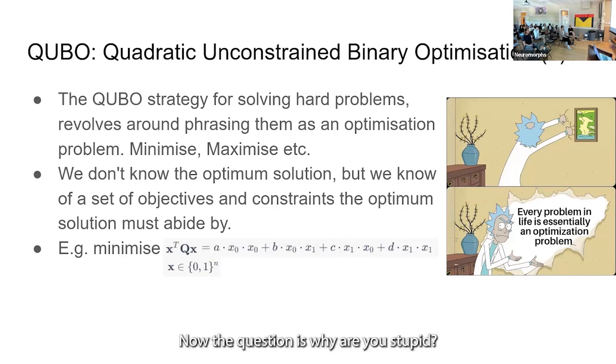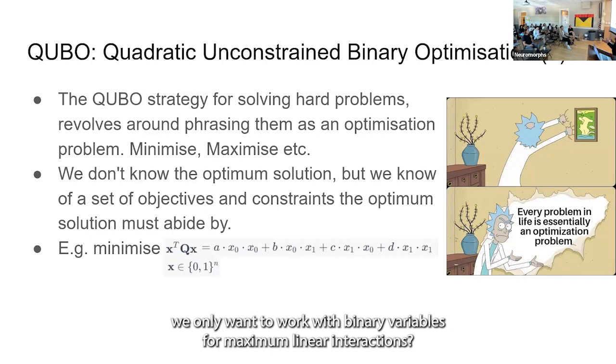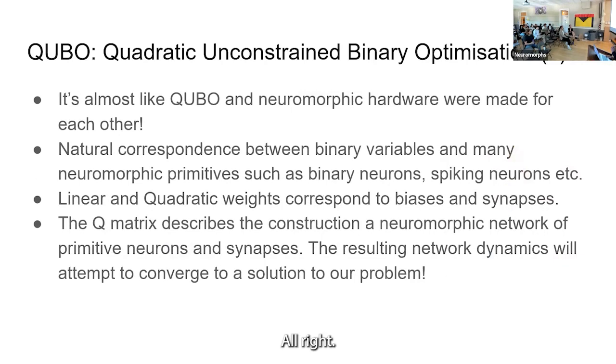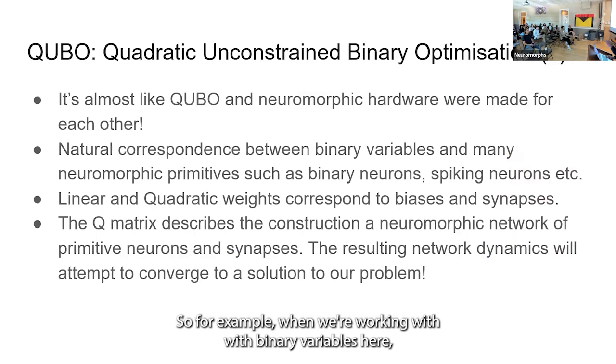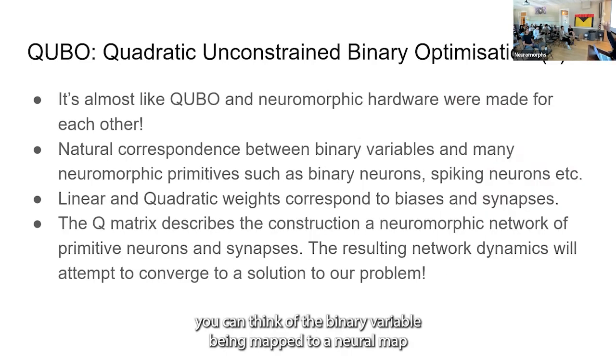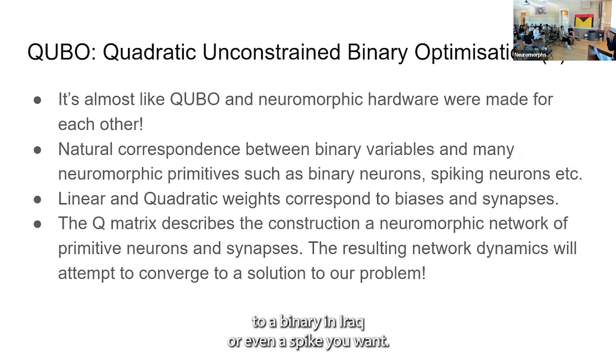Now, the question is, why have we restricted ourselves just to this? Why have we said we only want to work with binary variables, quadratic interactions, and linear interactions? And that's really the core of this whole project, and we'll discuss that further. Right, so it's almost like QUBO and neuromorphic hardware were meant for each other. So for example, when we're working with binary variables here, you can think of the binary variable being mapped to a neuron, a binary neuron, or even a spiking neuron.